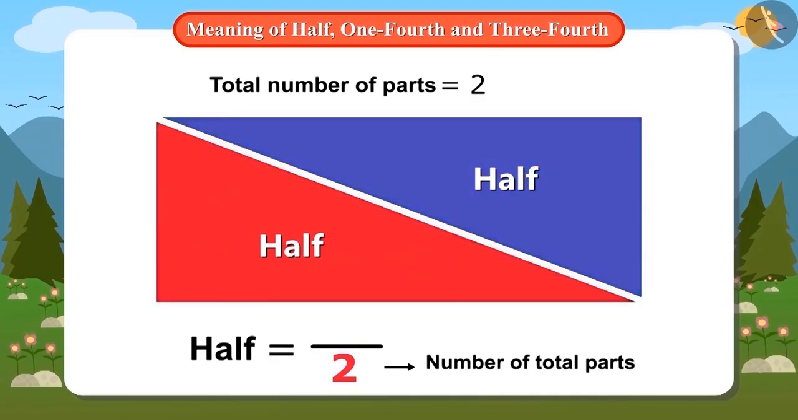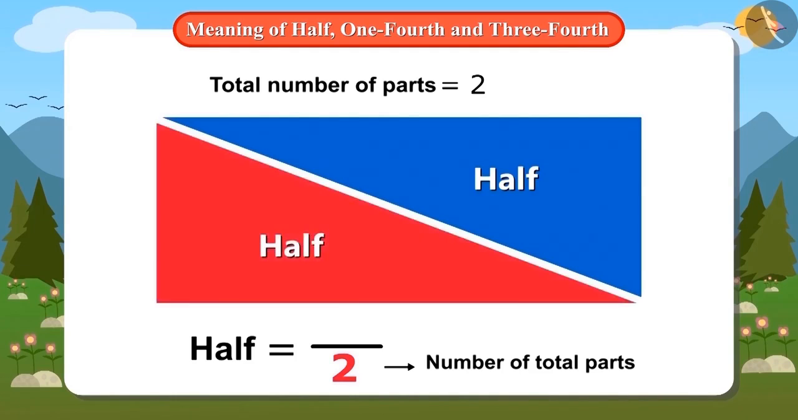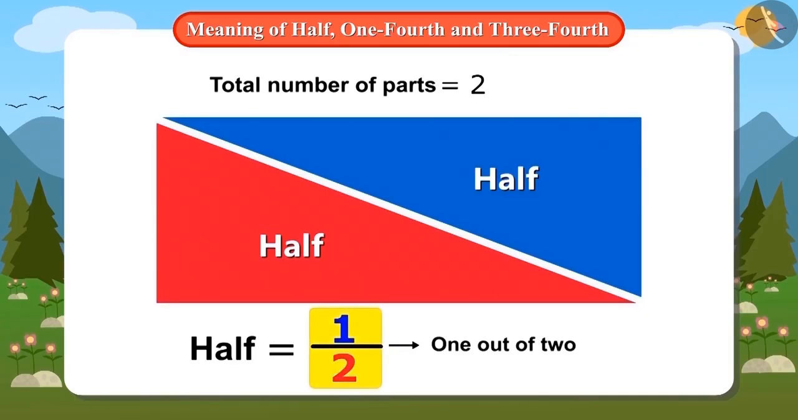Now tell me, how many of these 2 parts will be called half? Madam, one of these 2 parts will be called half. Absolutely right. So we will put 1 above this line. What does it mean? It means 1 out of 2 parts. But how do we read it? It is read as 1/2. That is 1 out of 2 parts.